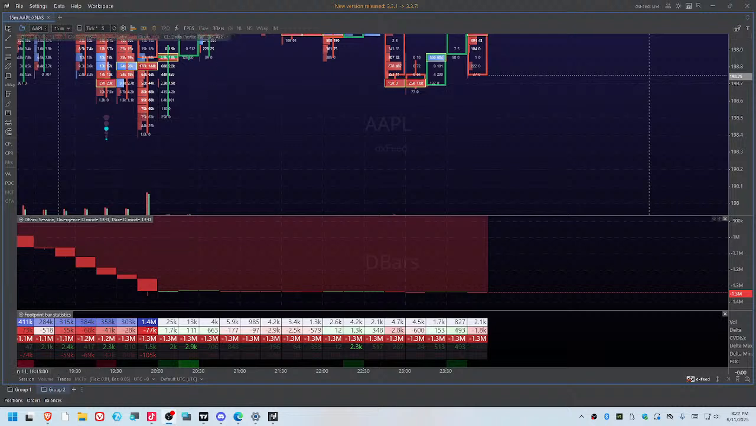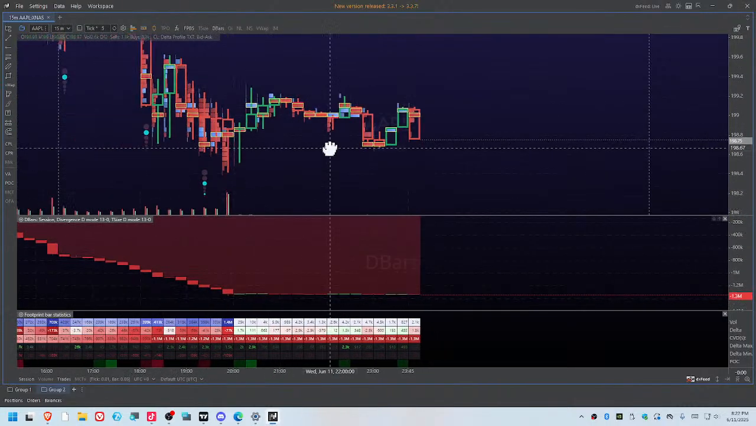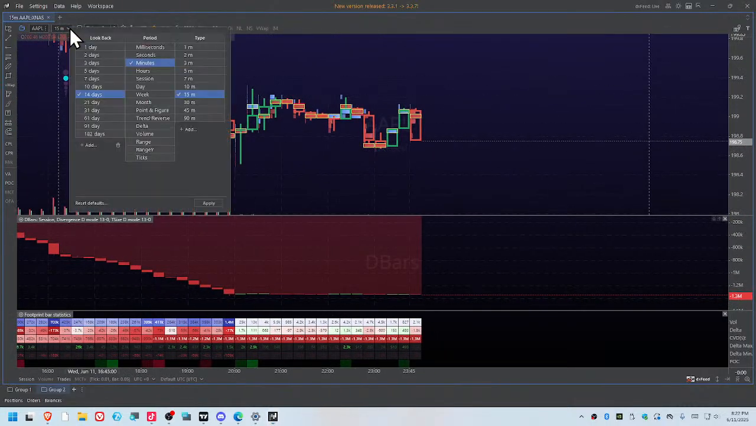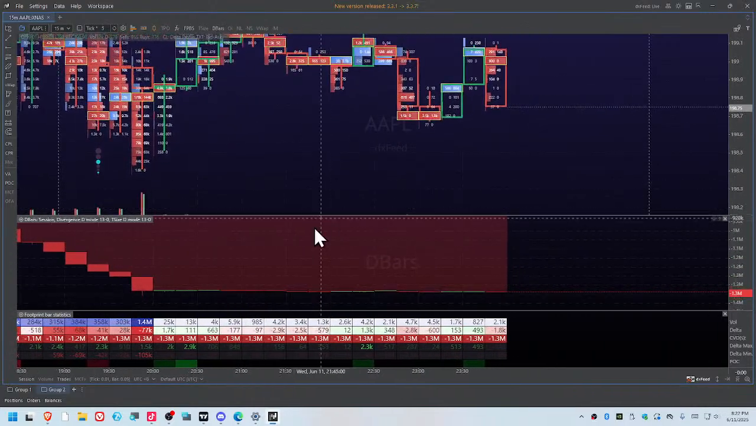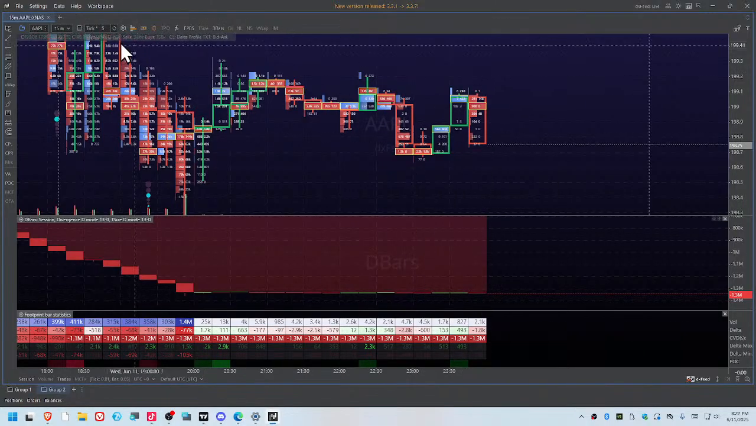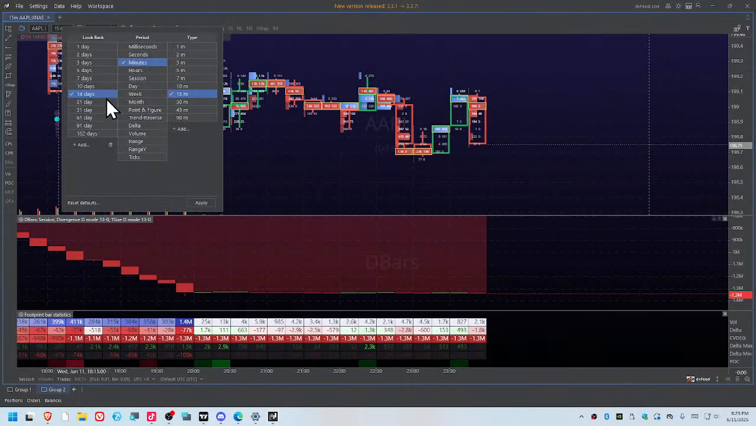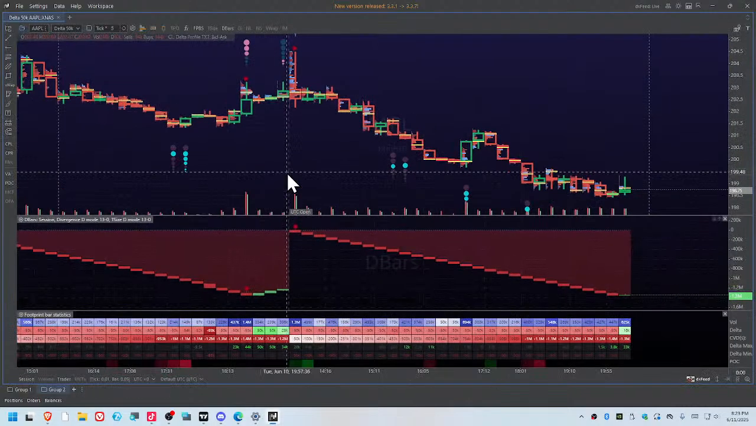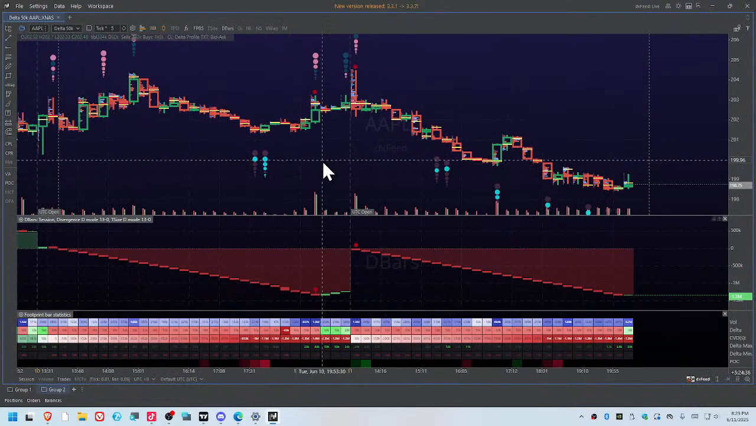Okay, so while I fixed my TikTok stream, I still did want to go over Apple. So here we have the 15-minute chart. On the 15-minute chart, you just see constant negative delta. We shifted to the delta, let's do like 50K.